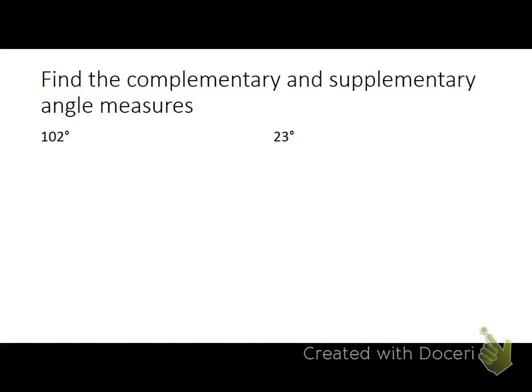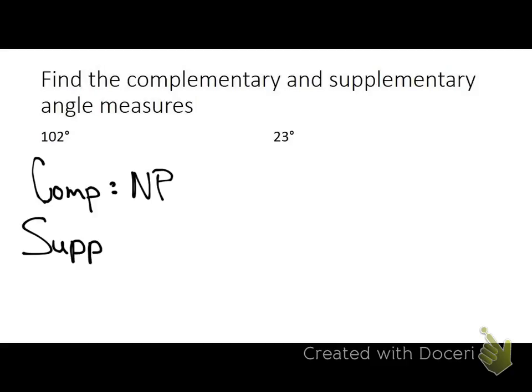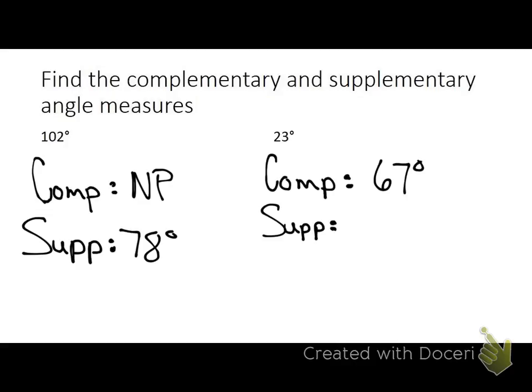All right, so what's the complementary measure for 102? It's not possible. It's more than 90. Okay, what's the supplementary measure? 78. All right, so complementary is not possible. Supplementary is 78. What about for 23 degrees? 67. And? 157. All right, very good. Okay, so that's going to be the first section on your test.